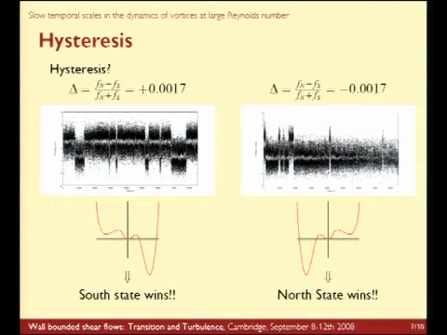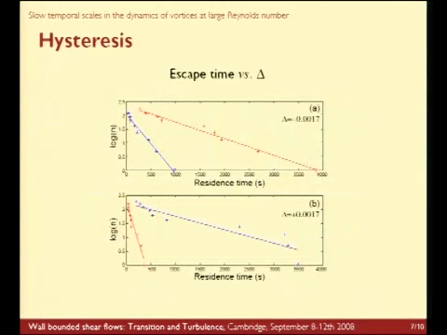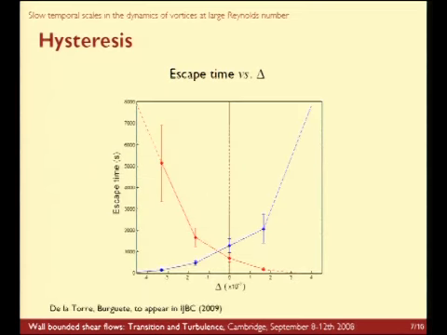Then we looked for this hysteresis, and we found that in the experiment there is a very small hysteresis window. For example, for this value of delta, the south state is favored; this well is much deeper than the other, and the residence time here is longer. For the negative value, we recover the opposite situation.